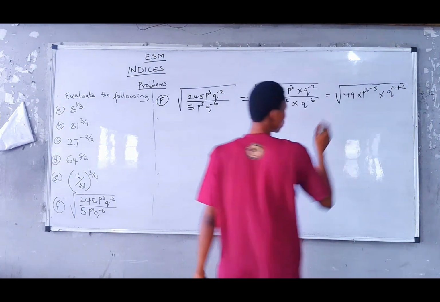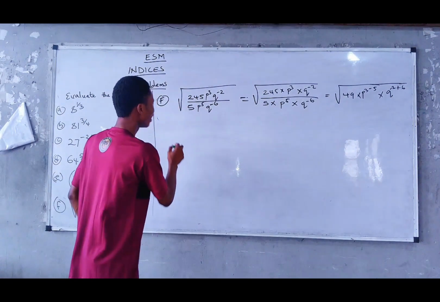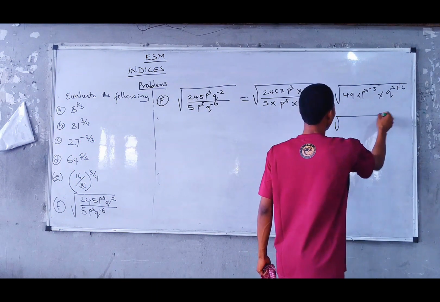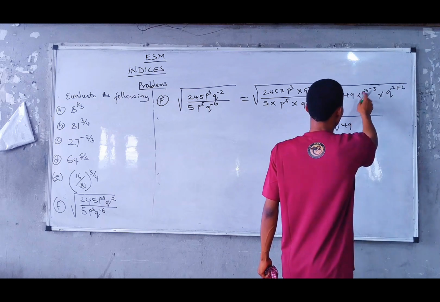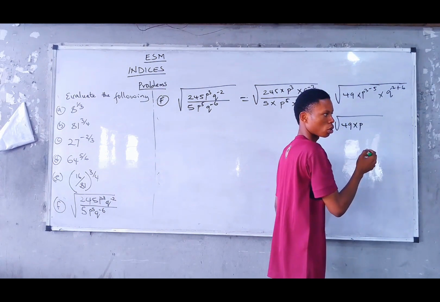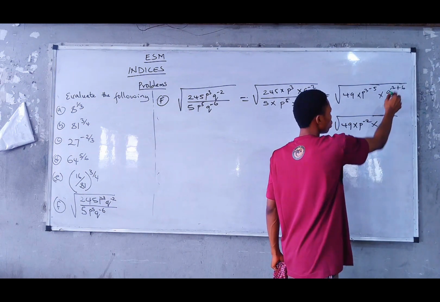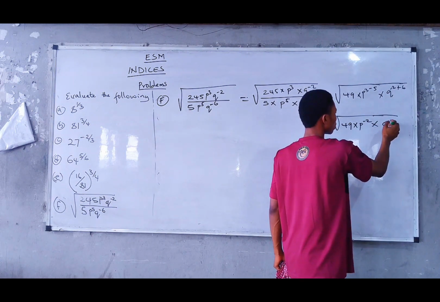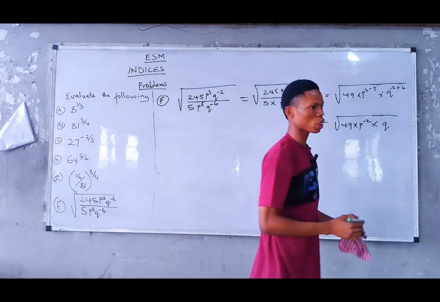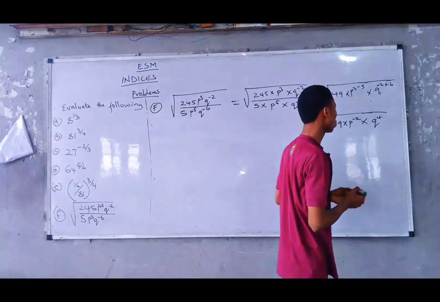Now who got it to this point? Okay, everybody. Yeah, good. Alright, so now from here, this is the same as square root of 49 times P raised to power 3 minus 5 is what? Minus 2, right? Times Q raised to power what? Minus 2 plus 6 is what? Give us 4, right? Minus 2 plus 6 will give us 4.